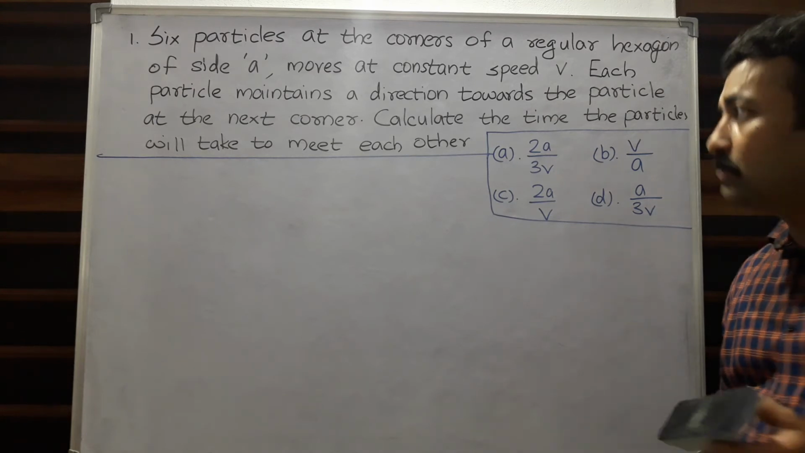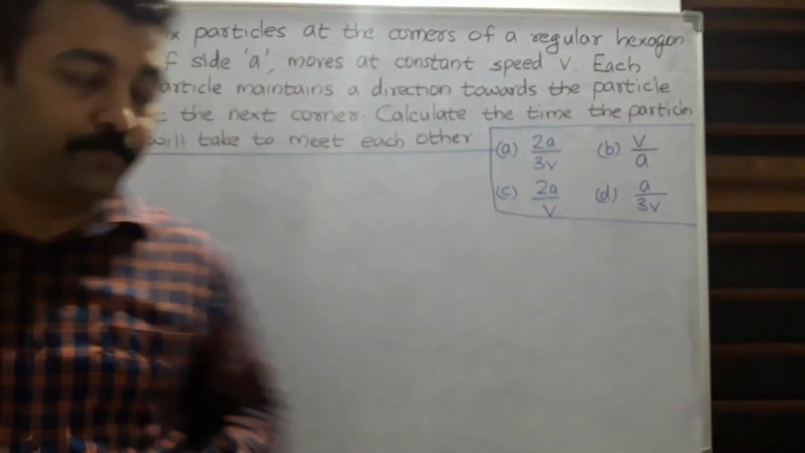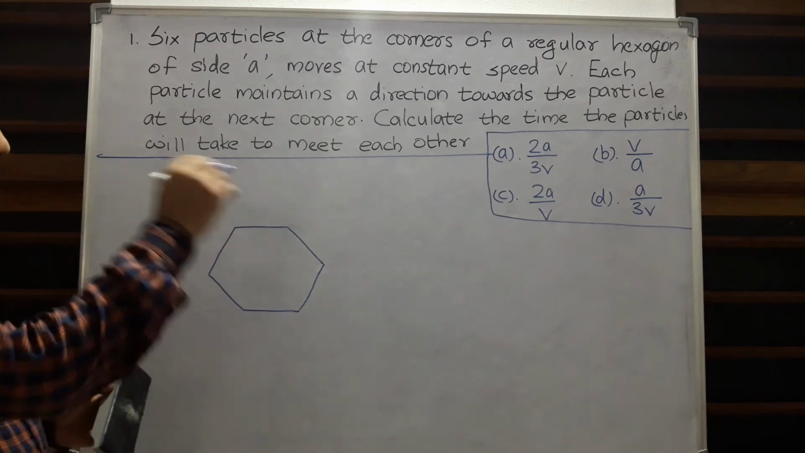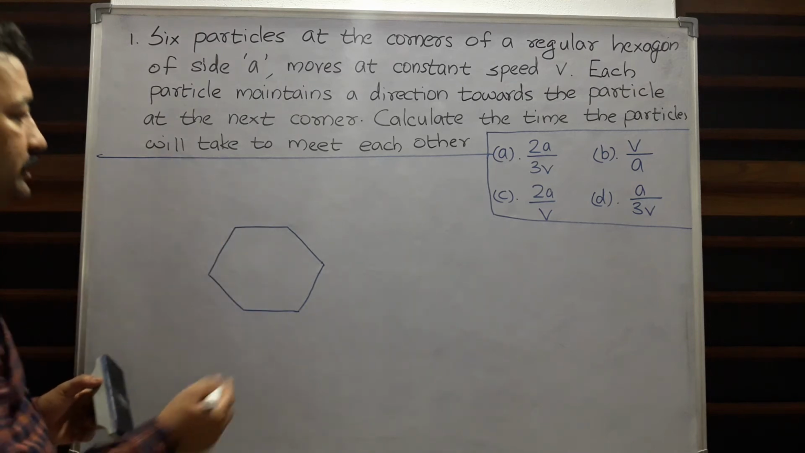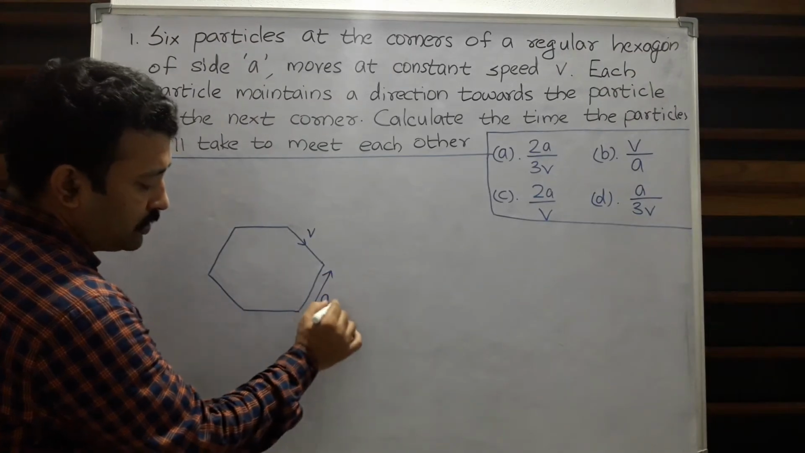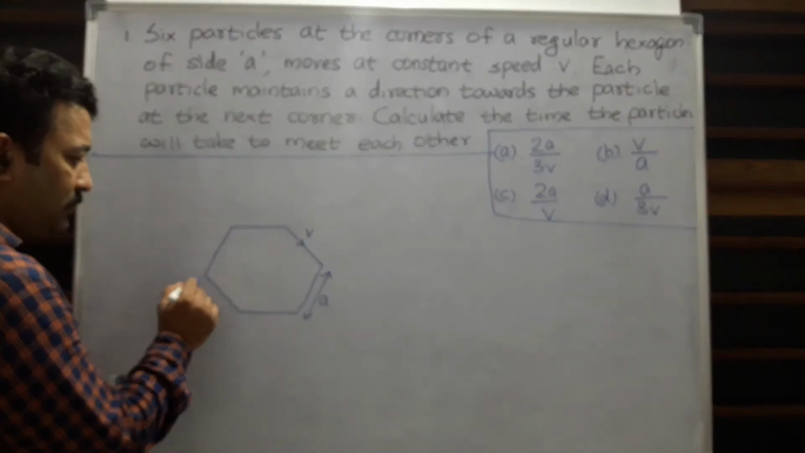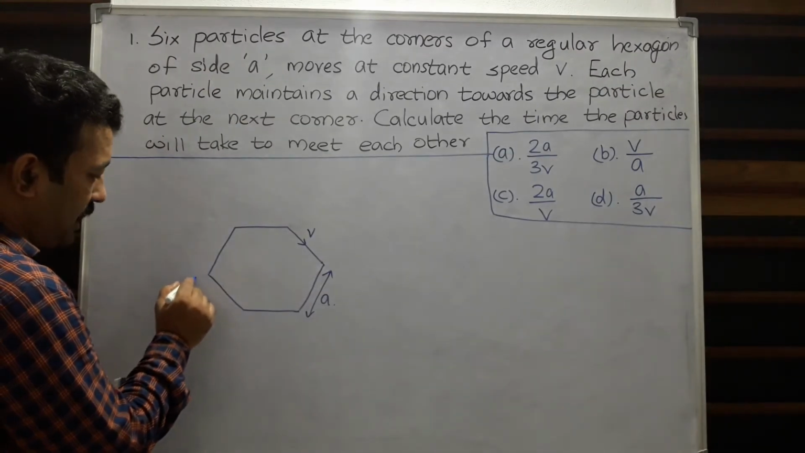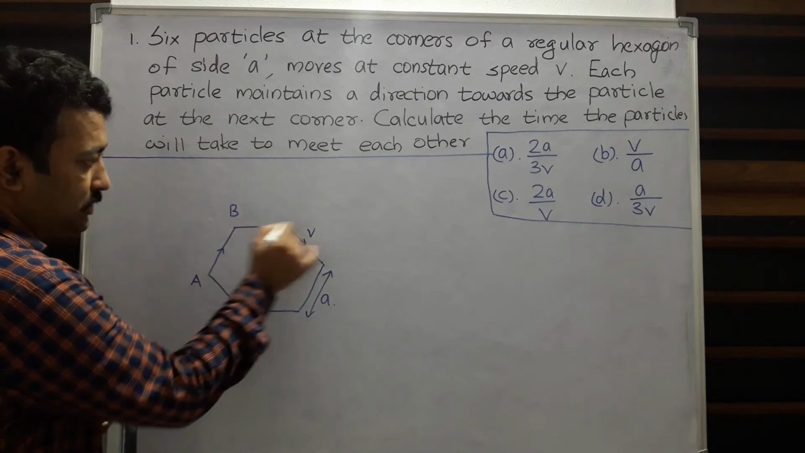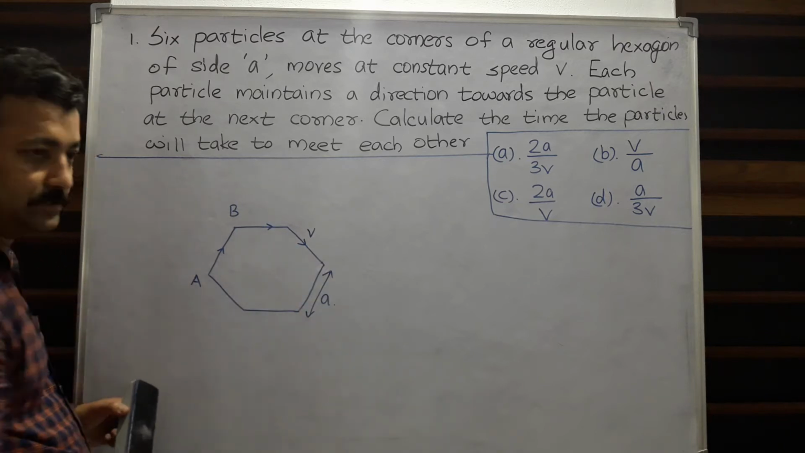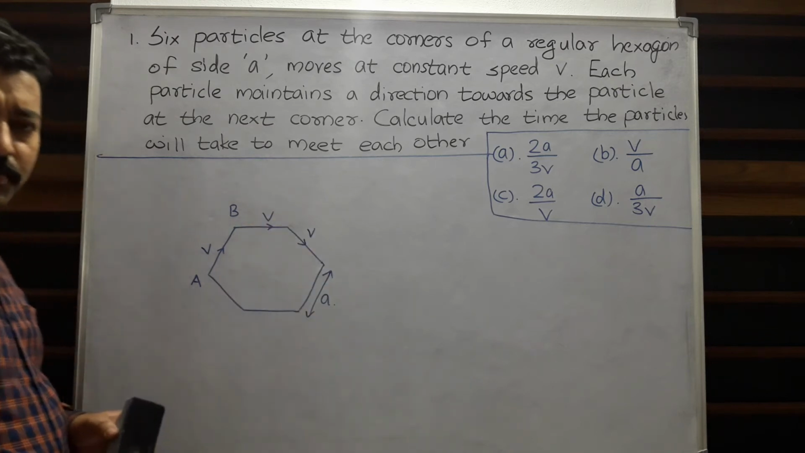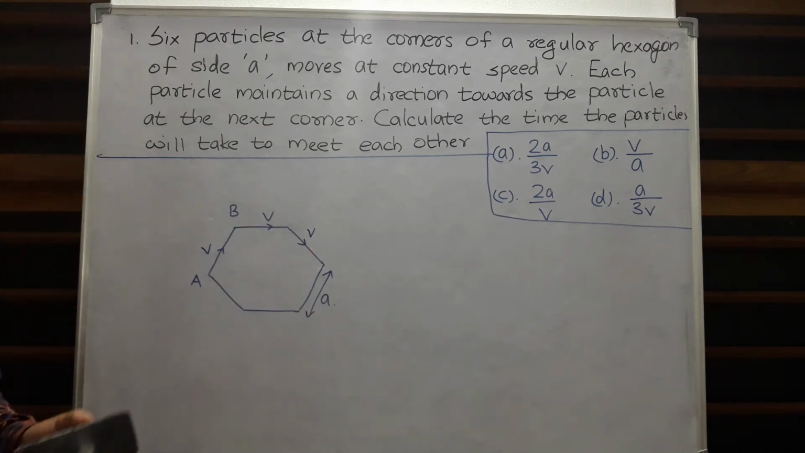So let's start with the problem by drawing a regular hexagon. Here is the problem. We have six particles at all the corners, each moving with velocity v, and the side length is equal to a. I am calling this one particle A and this one particle B. A is moving towards B and B is moving towards C, each with velocity v. The problem is to find when the particles will meet.